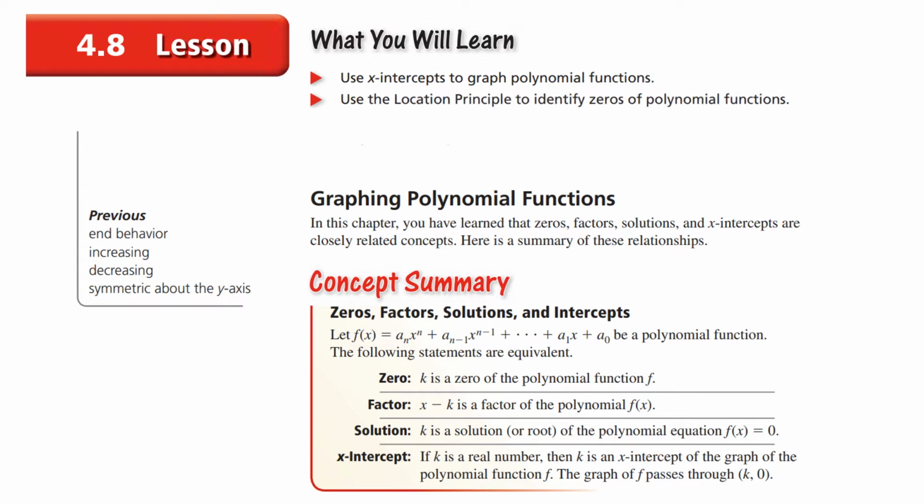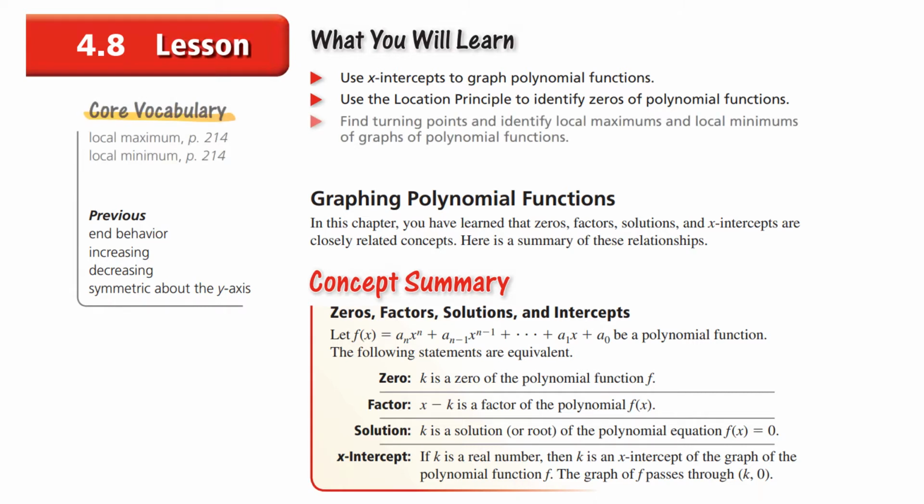We're also going to use the location principle, or more formally, we're going to allow technology to use the location principle to help identify where zeros might be located. We'll talk about that specifically in a moment. We'll also talk about turning points. If we're going to transition from the function increasing to decreasing, then at some point we have to hit a local maximum. And same thing if we are going down and then up. Well, where is that local minimum point? And finally, in this section, we'll talk about even and odd functions.